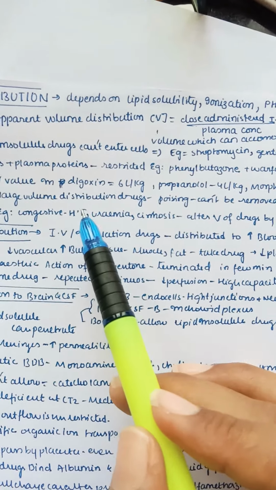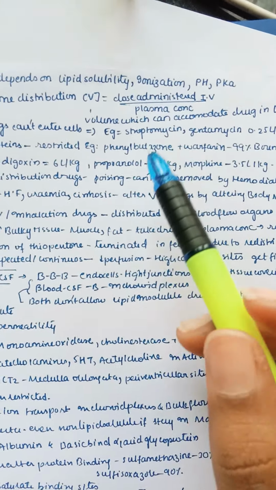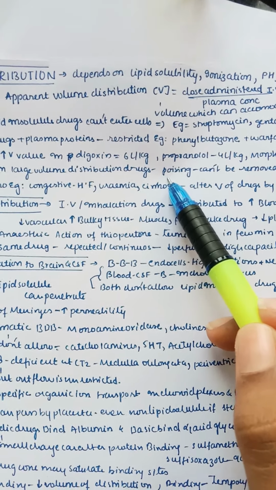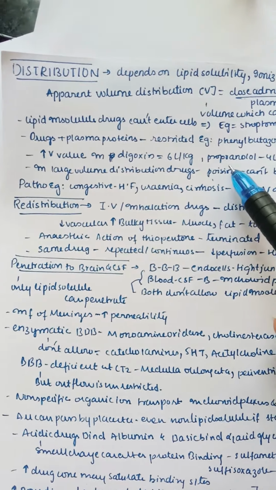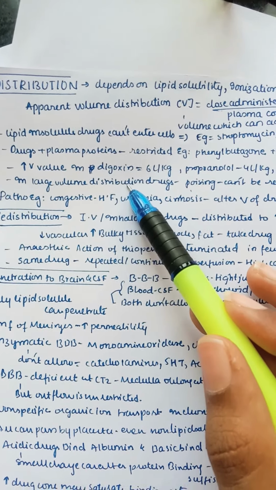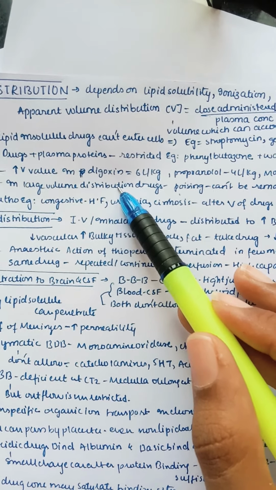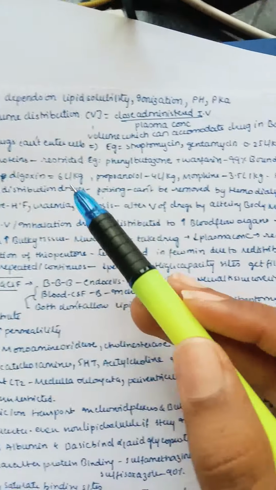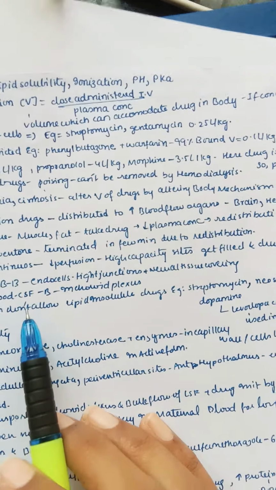And with large volume distributed drugs, there is sometimes poisoning. We know whenever we take any drug in a higher concentration, it may cause poisoning. Remember that if drugs having a high volume of distribution, that is, highly distributed in our body, cause poisoning, it is very hard to handle, because they are not removed by the hemodialysis system either.